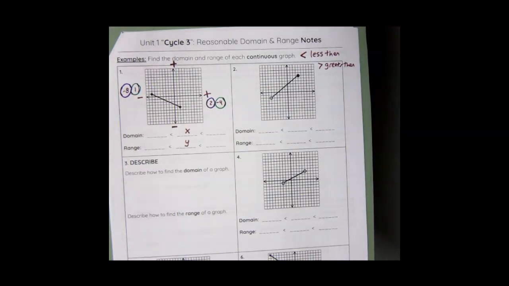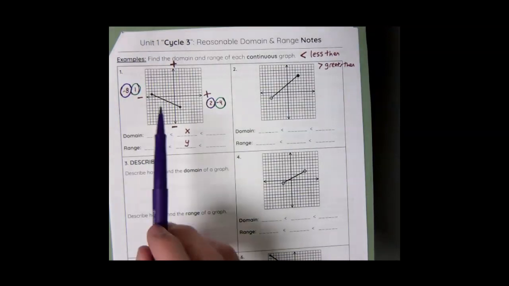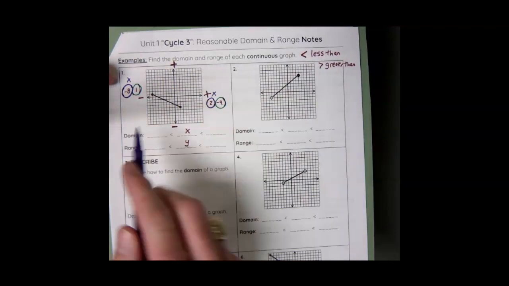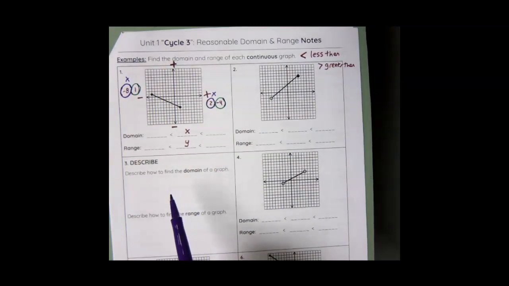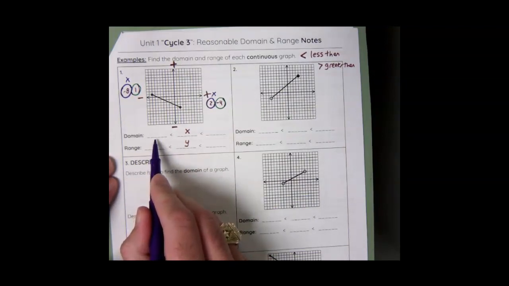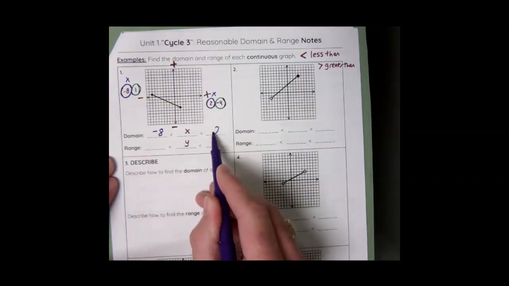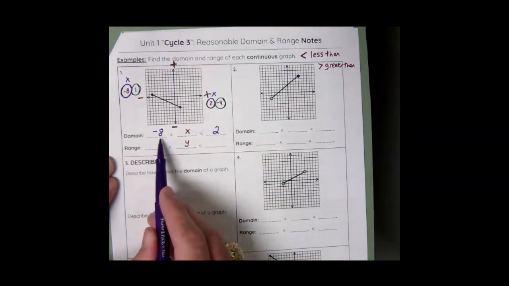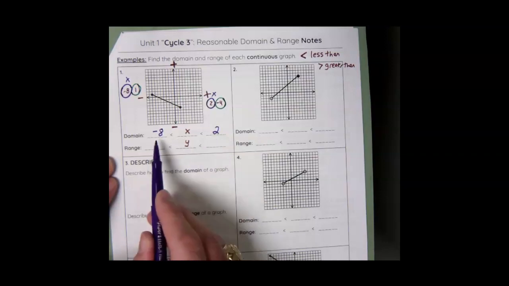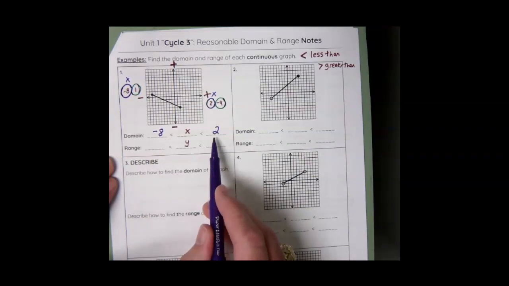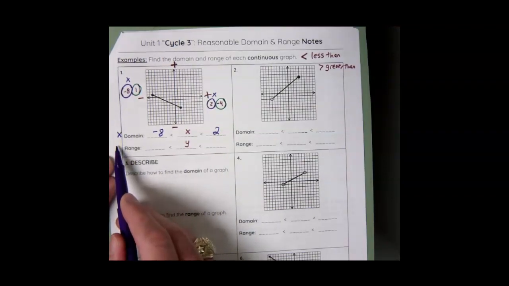Now, once I have that, I am going to ask myself, if these are my x values, which of these x values is smaller? And I would answer negative 8. Negative 8 goes in the left blank because that is smaller. 2 goes in the right blank because that is bigger. So it would read as negative 8 is less than x is less than 2. Your smaller number goes in the left blank. Your larger number goes in the right blank. Remember, domain is x, range is y.